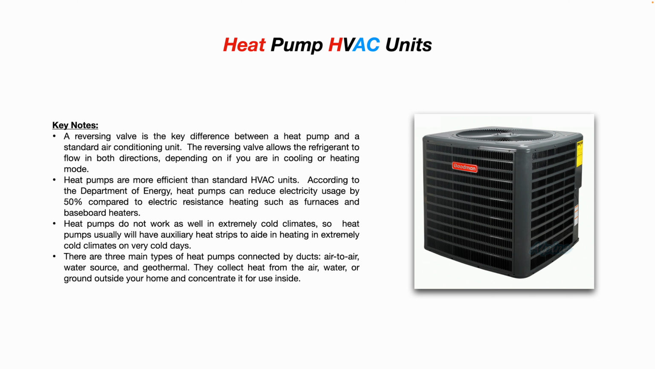According to the Department of Energy, heat pumps can reduce electricity usage by as much as 50% plus or minus compared to electric resistance heating, such as furnaces and baseboard heaters. Heat pumps do not work as well in extremely cold climates, so heat pumps usually will have auxiliary heat strips built inside of them to aid in heating in extremely cold climates on very cold days. But even in very cold weather, heat pumps can find heat in that outside ambient air to help warm your house.